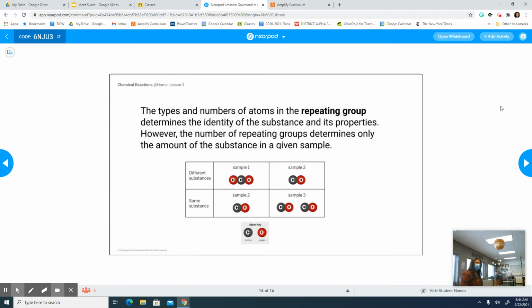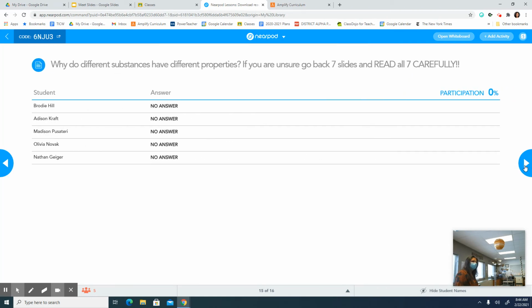However, the number of repeating groups, so the number of the COs that there are here, determines only the amount. So this means it's going to look different. This means you're just going to have more of it. A lot of repeat. I'm hoping you get that now.